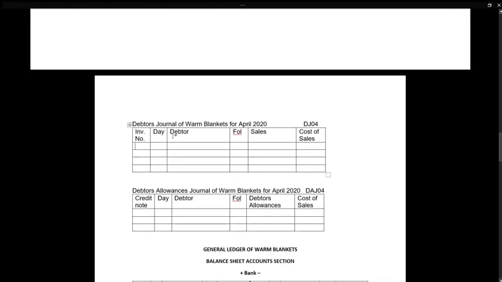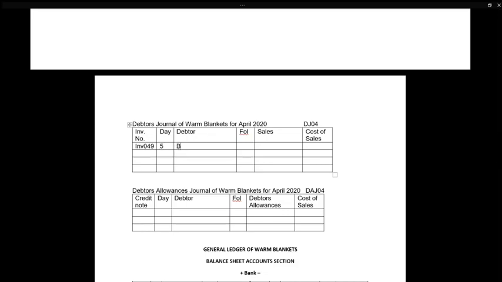Debtors journal. Okay, so let's quickly fill this one in. First one, it was invoice number 049. It took place on the 5th and the debtor was B Babatu. Okay, so this is my first debtor, so I'm going to give him an ID in my business, D1. So whenever I have a transaction with Babatu, my folio will be D1. This number will follow Babatu wherever he has transactions in my business. You will see when we have more transactions just now. Right, so sales, they gave it to us 500 Rand, and then cost of sales, we calculated it to be 400 Rand.